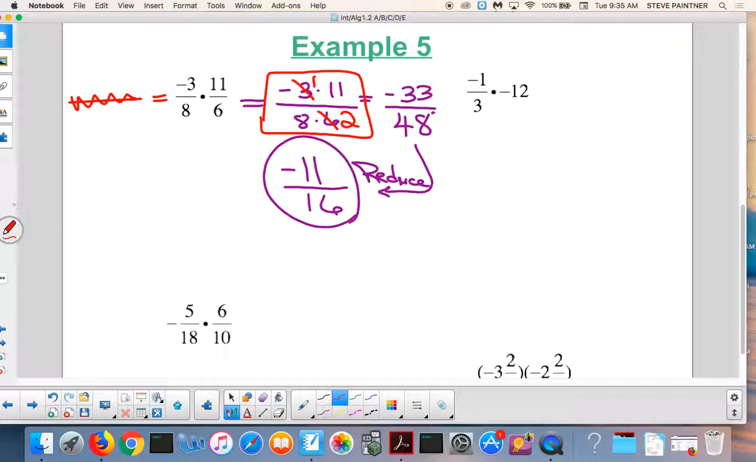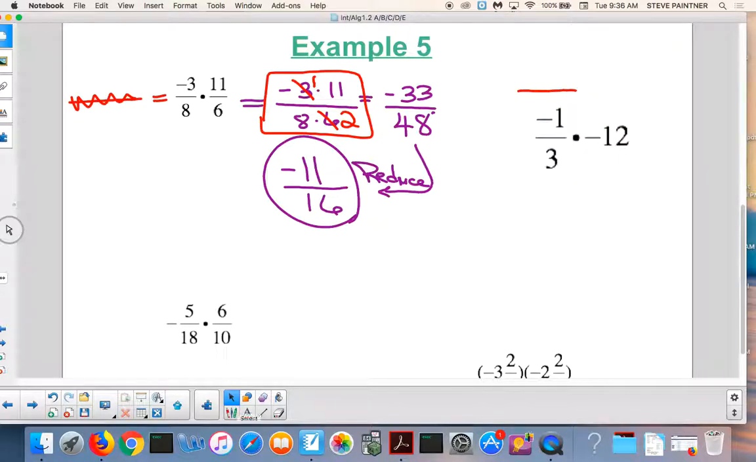So now, here's the problem with this next one. It doesn't quite look like a fraction until you do what? Put it over 1. So if you put an integer over 1, that's still a fraction times a fraction.